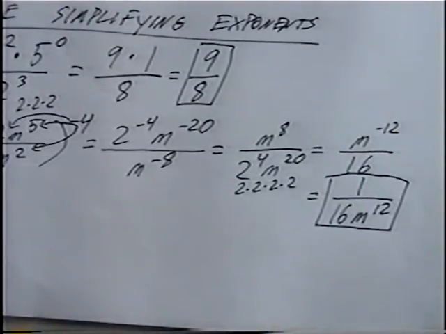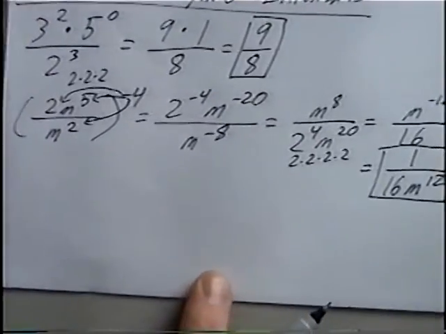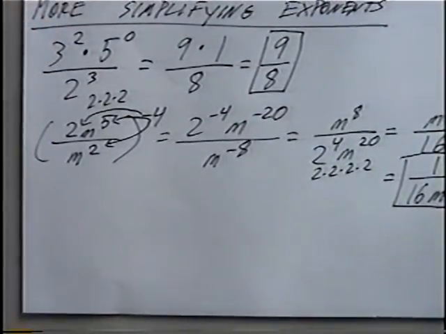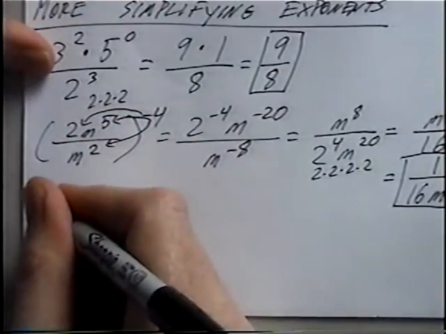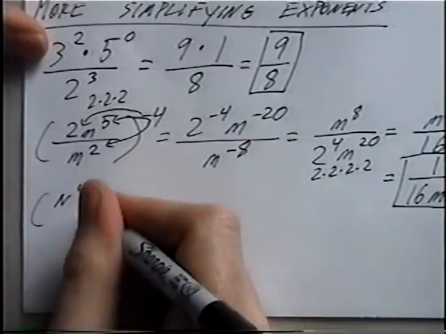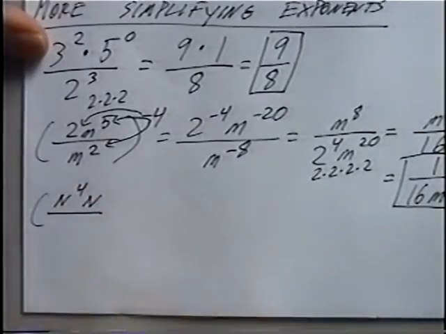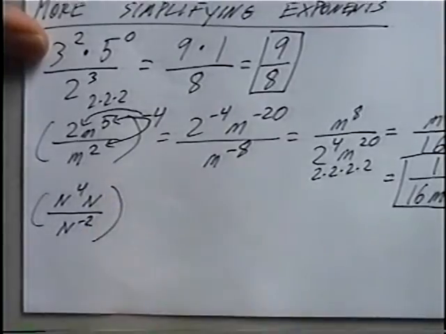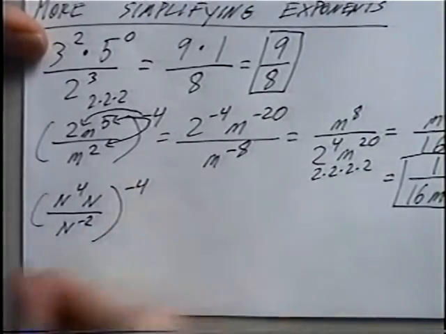Last question for this section. In parentheses n to the 4th times n divided by n to the negative 2nd, outside parentheses to the negative 4.